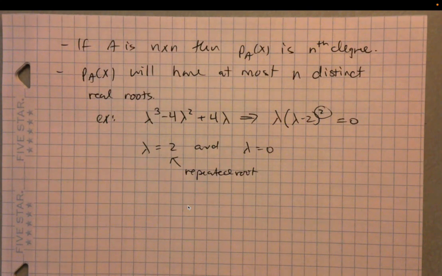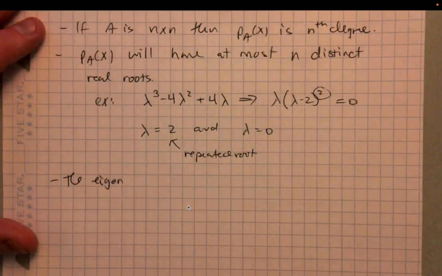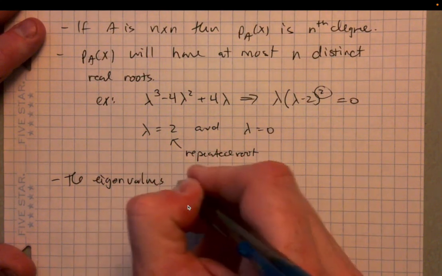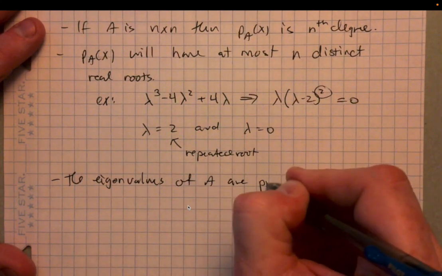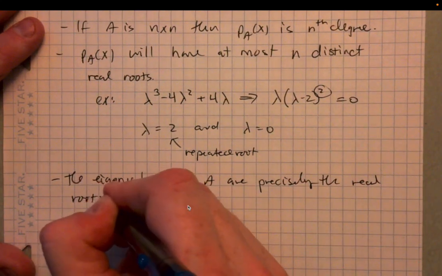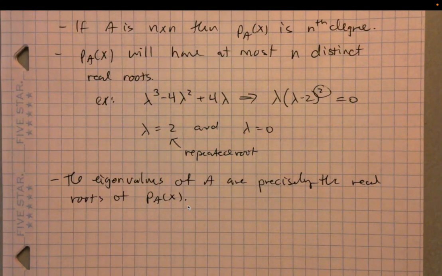Yeah, so basically what this all boils down to is that the eigenvalues of A are precisely the real roots of this characteristic polynomial. I know I've said that in several ways, but let me just state it plainly. The eigenvalues of A are precisely the real roots of the characteristic polynomial of A. All right, that's fascinating, right?